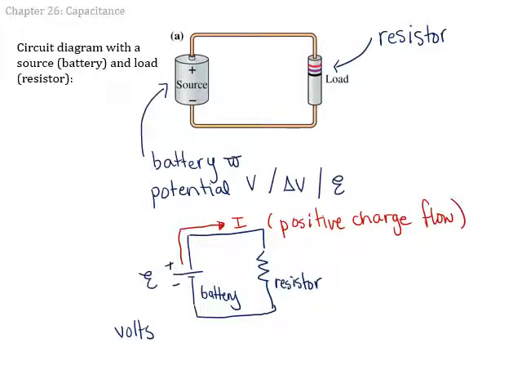Current has units of amperes, which I'm pretty sure is supposed to have an accent on it, but I can never remember which way. Sometimes that's called amps, and the symbol for amperes is an A. Our resistor is defined by a quantity R for resistance.